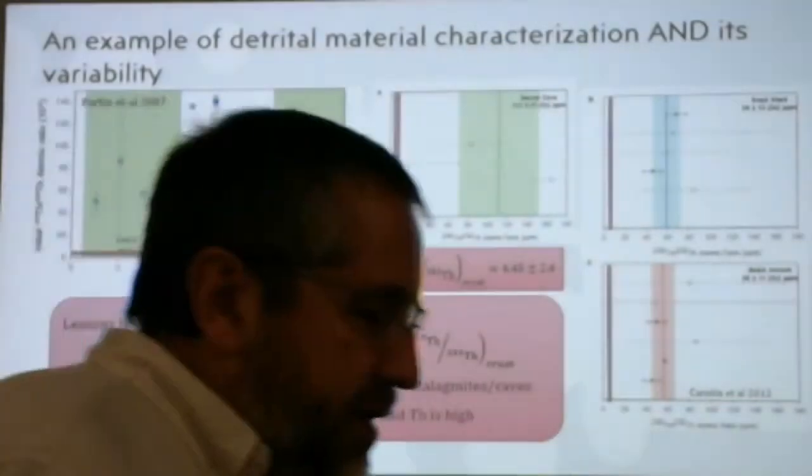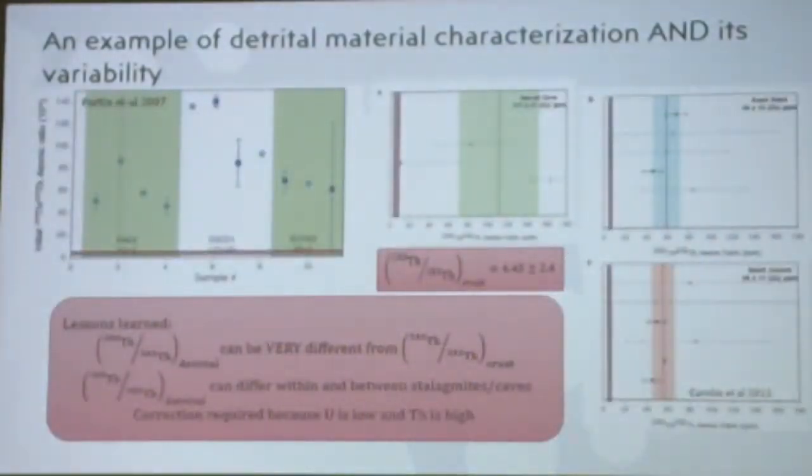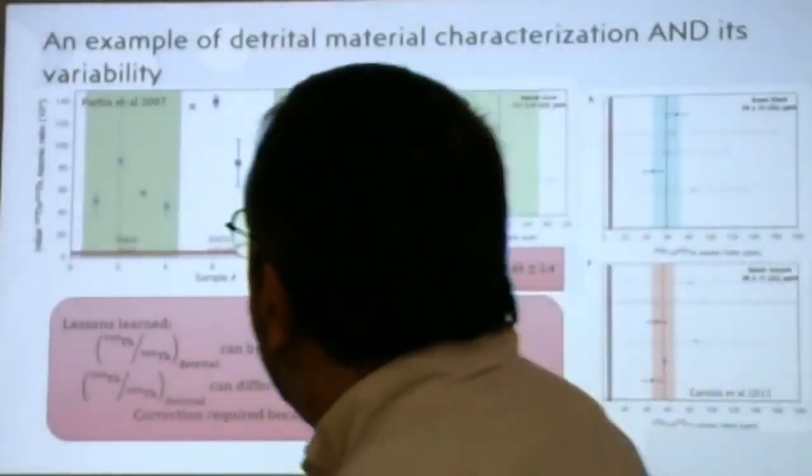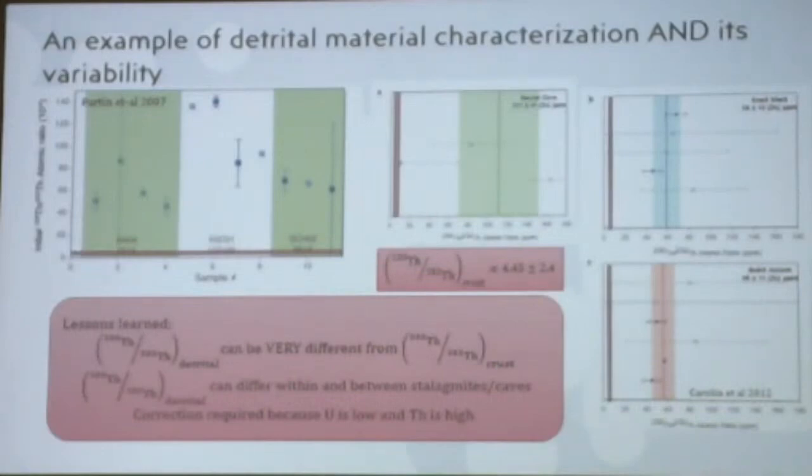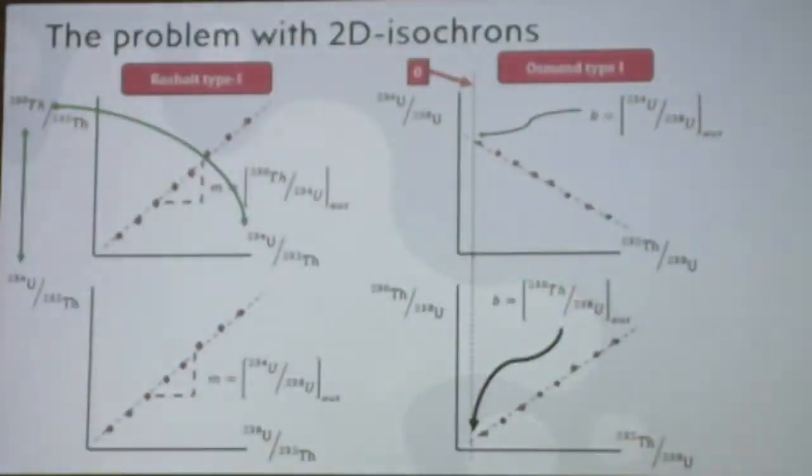So for the lessons they learned, basically that thorium 230/232 can be, and usually is, different from the crust. And when you have stalagmites with large concentration of thorium, this becomes very significant, very, very important.